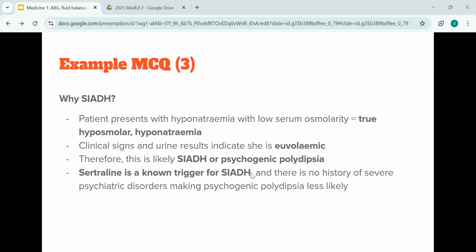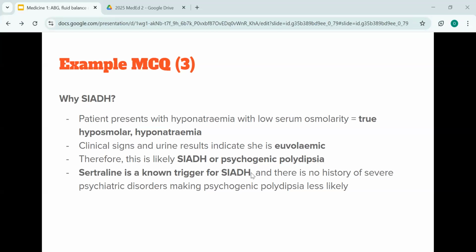The clinical signs and urine results suggest that she's euvolemic. We haven't had any signs that she has fluid overload, so any pleural effusions or significant edema noted in the question stem, or any signs like skin turgor or sunken eyes. So therefore, this is likely to be euvolemic, hypoosmolar hyponatremia. So this is either caused by SIADH or psychogenic polydipsia.